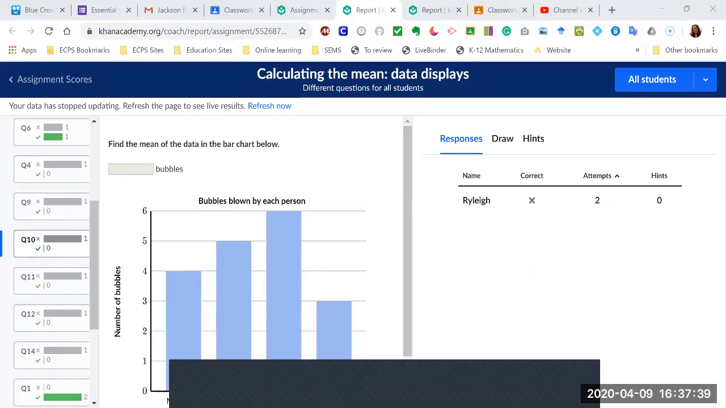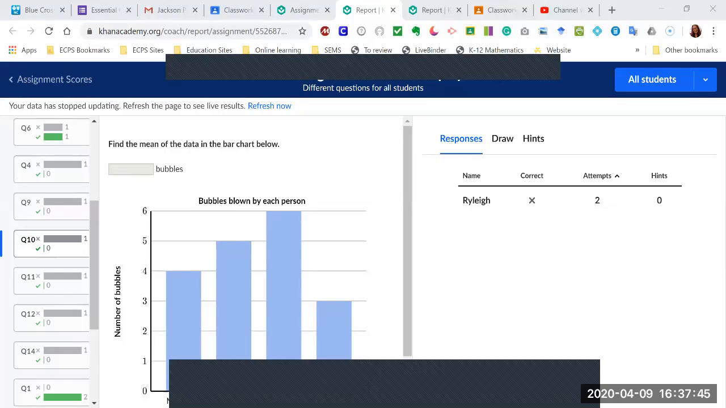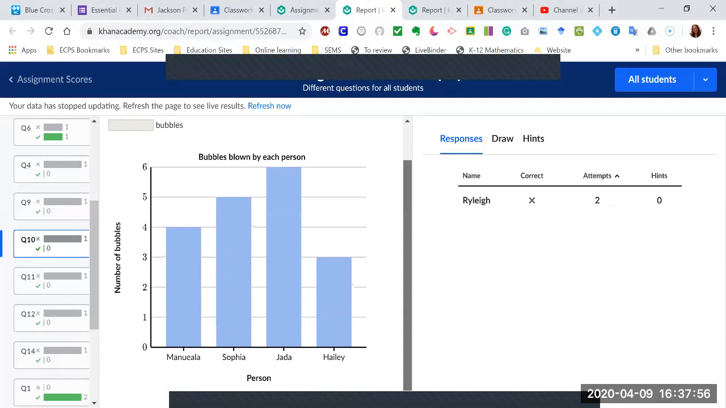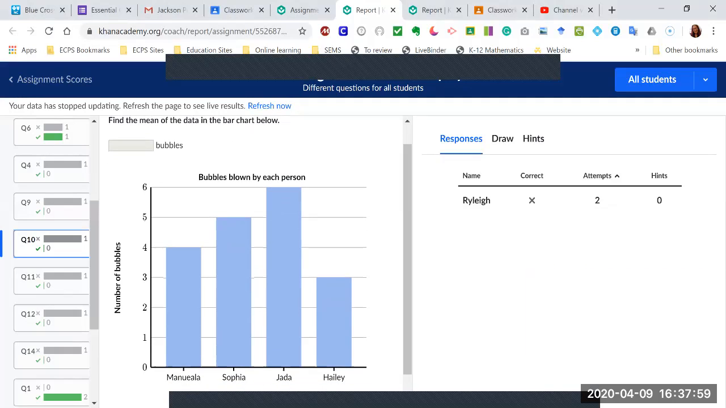Okay, so I'm going to do a few more examples from some commonly missed questions on calculating mean using data displays. In this particular example, we're finding the mean of the data in the bar chart. What it says on the top is this is the bubbles blown by each person. There are 4 people, and the number of bubbles you can see on the y-axis. So Manuela blew 4 bubbles, Sophia 5, Jada 6, and Haley 3. So if I'm going to find the mean, those are the numbers I need to use.